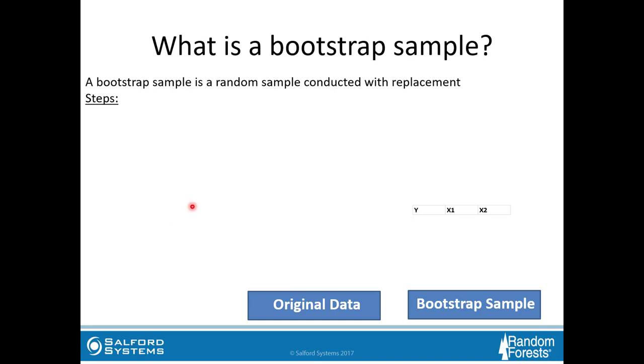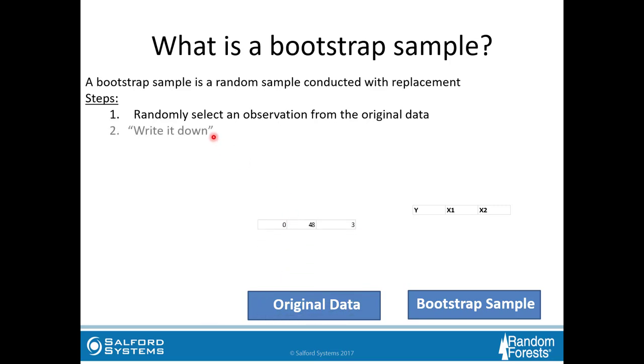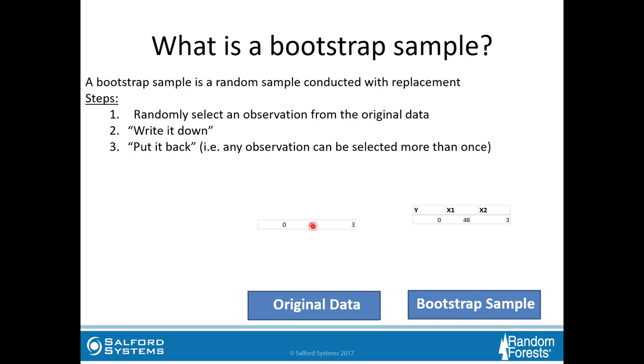So before we go into the random forest algorithm in detail, let's first discuss bootstrap sampling. A bootstrap sample is a random sample conducted with replacement. So the steps to construct a bootstrap sample are the following. You randomly select an observation from the original data. Let's say that this is our original data. So take an observation. Then you write this observation down, and by this I just mean record it in some way. And then we just put it back in the original data. When I say put it back, what I mean is you can take the same observation more than once.